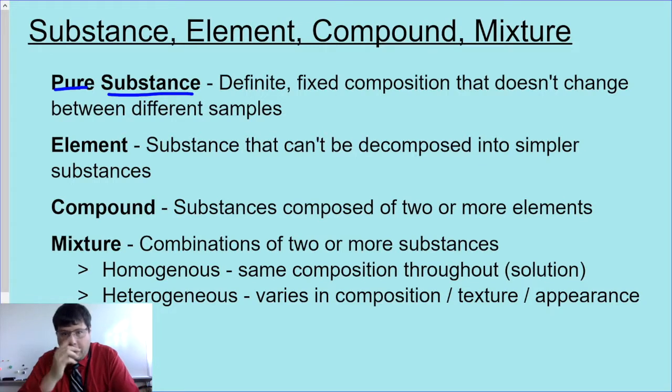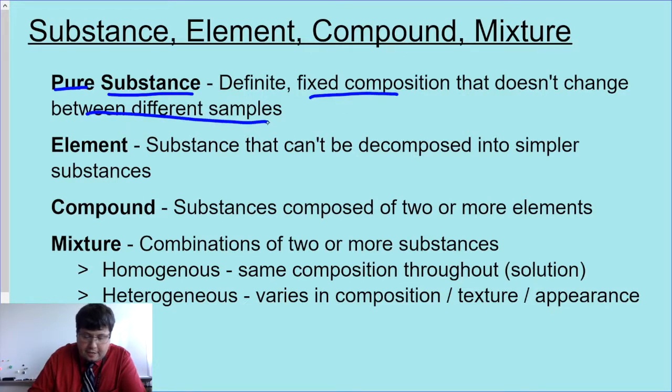Take that sugar that we were talking about before. Sugar is sugar. If I buy sugar at Tops or at Wegmans or at any store, sugar is sugar. At least table sugar is table sugar. That fixed composition doesn't change between different samples. So pure substances are always the same, whereas a mixture is going to be some combination of two or more substances. And that combination can vary.